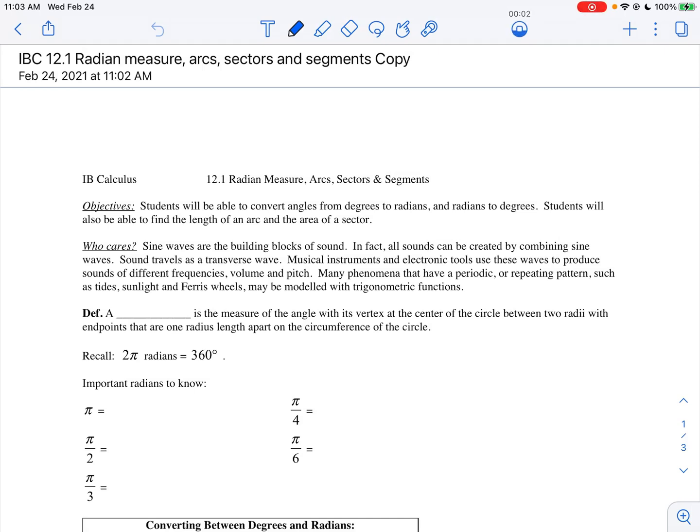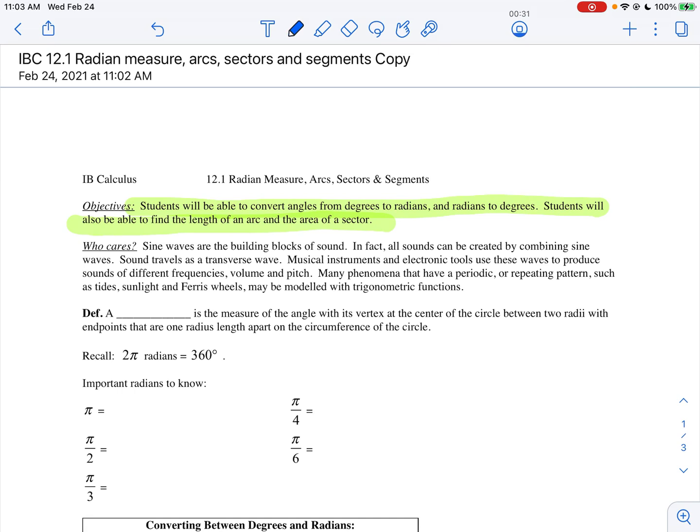Today we are looking at 12.1, radian measure, arc, sectors, and segments. So you may or may not have seen some of the stuff in here. I think you will have seen some of it. Students will be able to convert angles from degrees to radians and radians to degrees, and students will be able to find the length of an arc and the area of a sector.